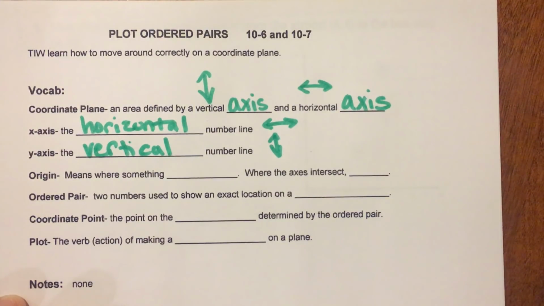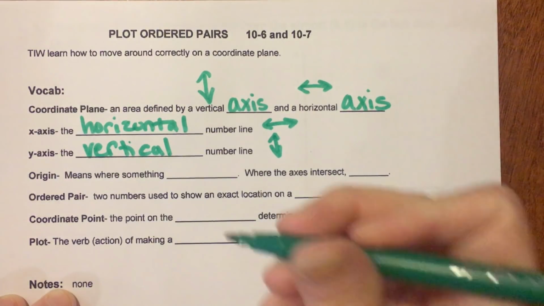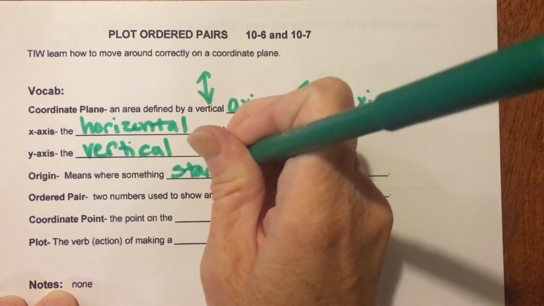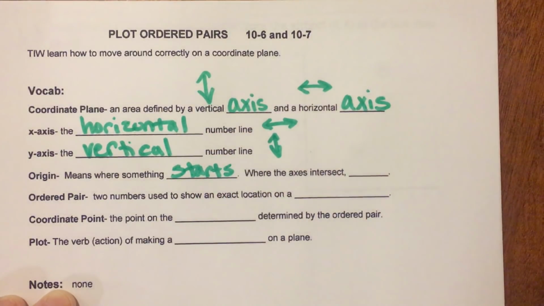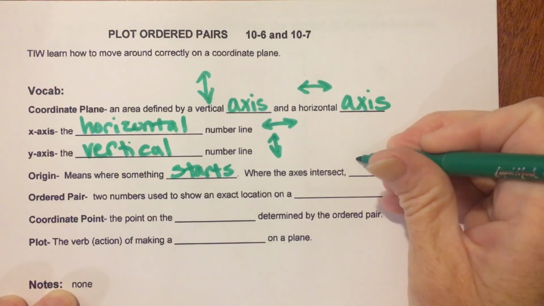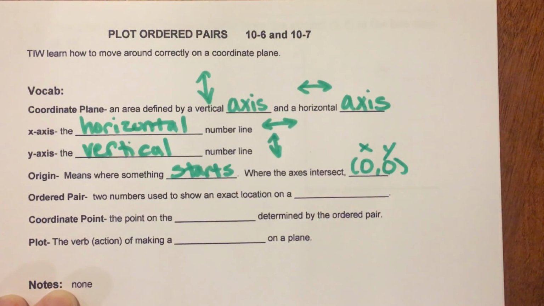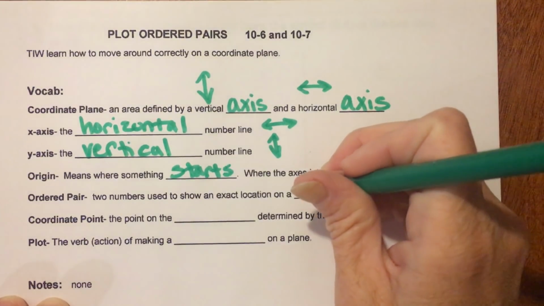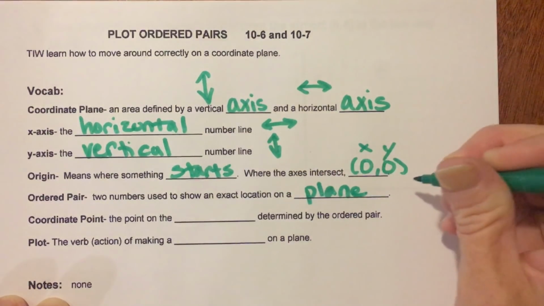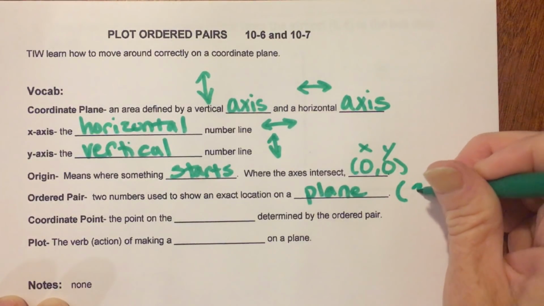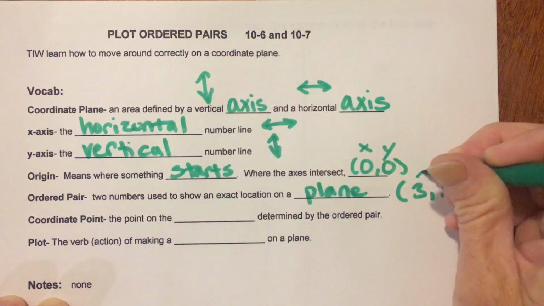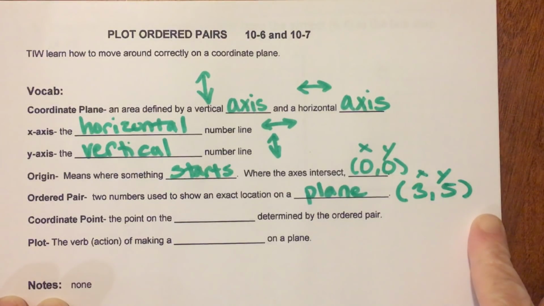We also need to remember that origin means where something starts. That's what the actual word means. So in a coordinate plane, it's where the axes intersect, which is at 0, 0. So it means your x is 0 and your y is 0. Our ordered pair is two numbers to show an exact location on a plane. So the ordered pair is actually the XY. So it might be like 3, 5. This is the ordered pair.